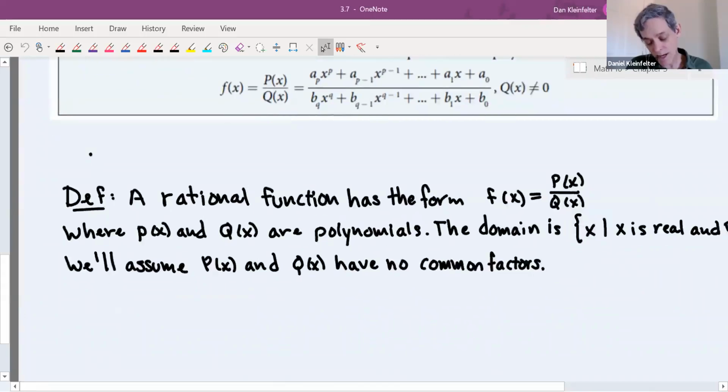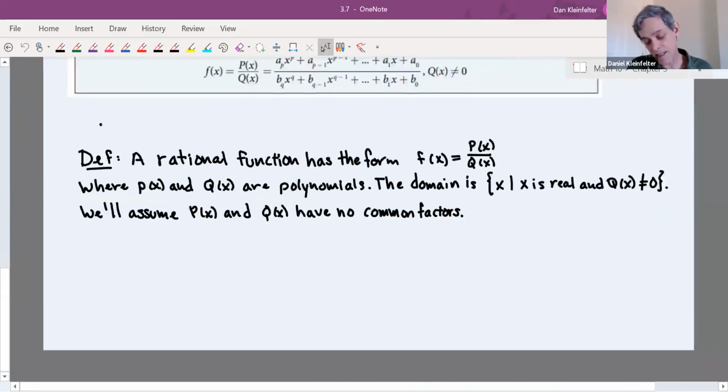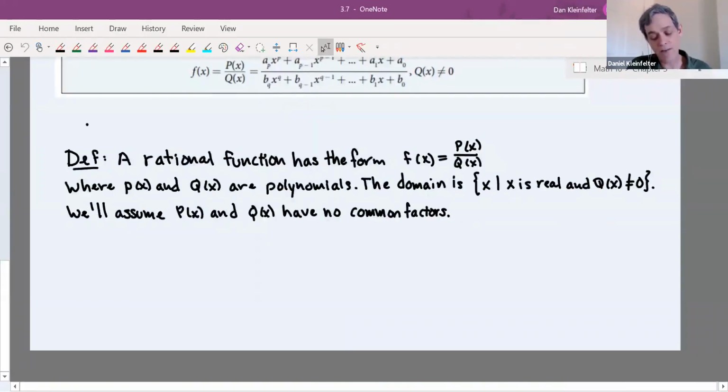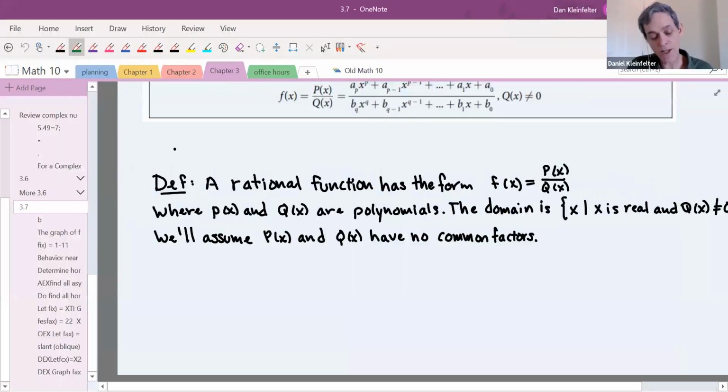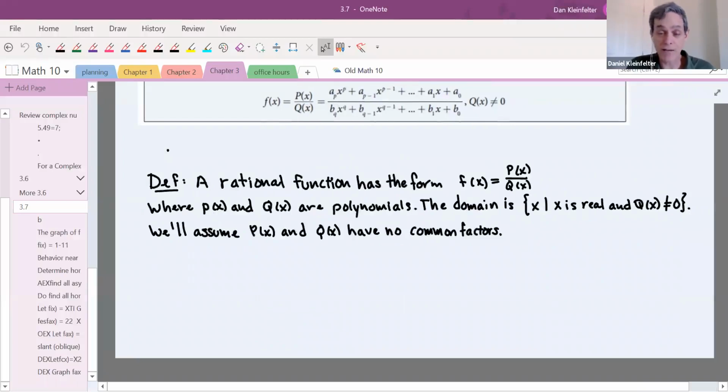Another way of stating that is that a rational function has the form p of x over q of x, where p of x and q of x are polynomials. The domain is the set of all x such that x is any real number and q of x is not 0. For the bulk of this section, we're going to assume that p of x and q of x don't have any common factors. That is, that our fractions are already simplified. Okay, so that's what a rational function is. Basically, divide 2 polynomials and you've got a rational function.